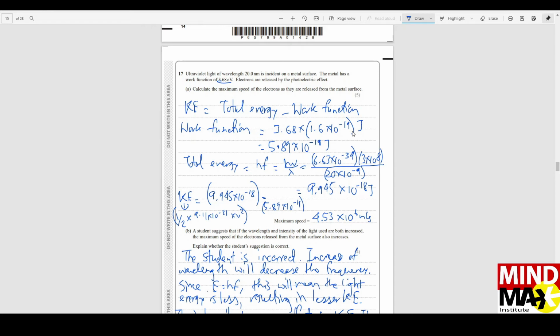But because kinetic energy is half mv squared, where m is the mass of the electron and v is the velocity of the electron. m is the mass of the electron, given in the chart as 9.11 times 10 to the power minus 31. From here, we found v to be this much.